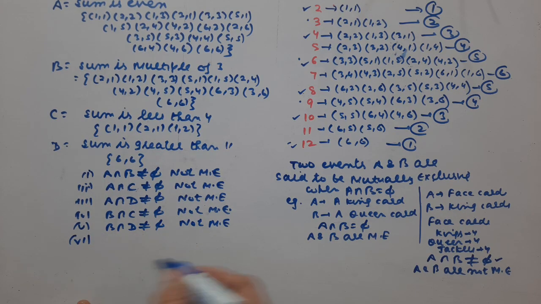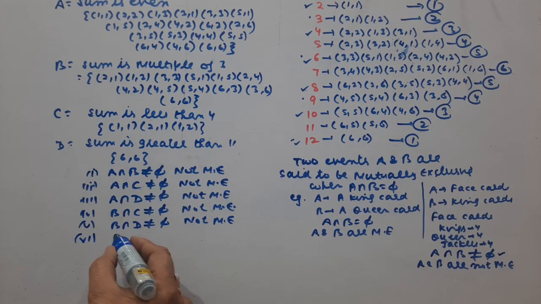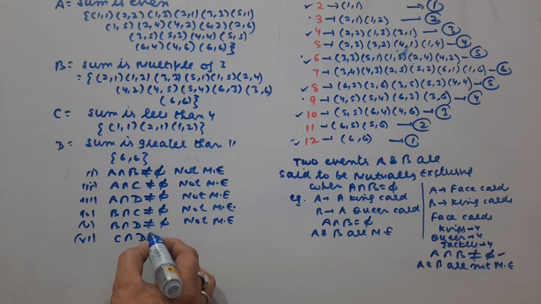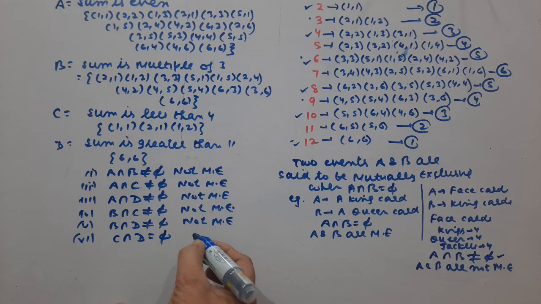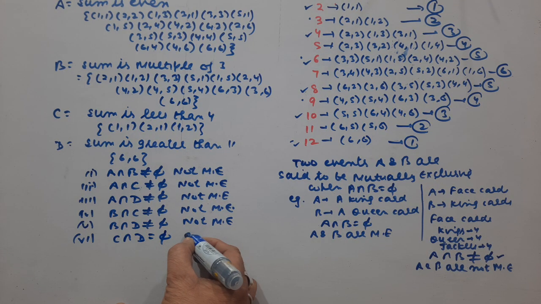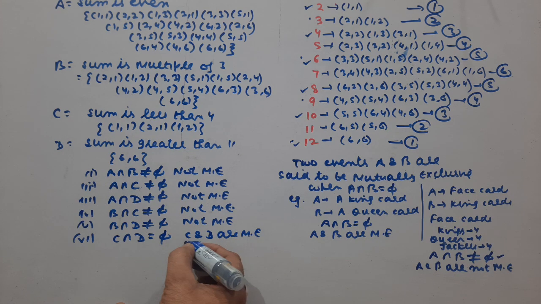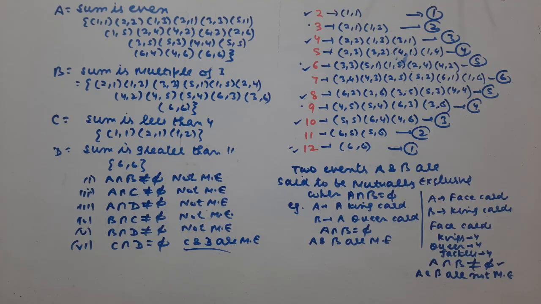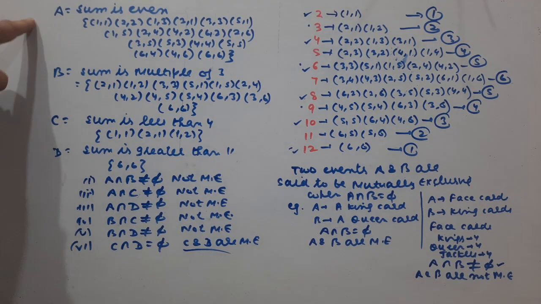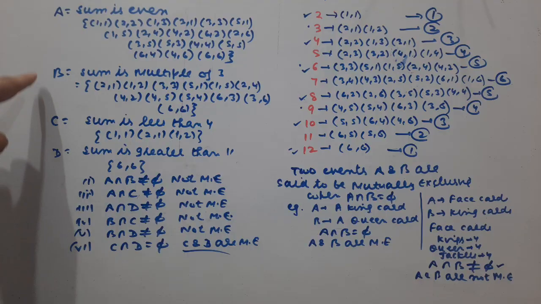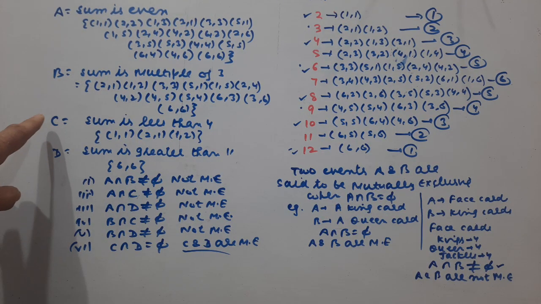Then C and D, now इवेंट C और D में कुछ भी कॉमन नहीं है, so C intersection D equal to phi, इसमें कुछ भी कॉमन नहीं है, so it means they are mutually exclusive. So event C and D are mutually exclusive. Right students? So ये सारे केस हमें देखने पड़ेंगे. So you can see one by one. First A and B, then A and C, then A and D, B and C, then B and D, and then C and D. अगर कुछ भी कॉमन नहीं है then events are mutually exclusive. अगर एक भी सैम्पल पॉइंट कॉमन आ रहा है then it means events are not mutually exclusive.